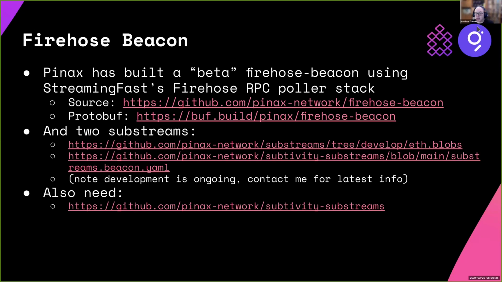And the interesting thing is that in beacon chain land, it skips over blocks, so the block numbers are not consecutive. The StreamingFast team did a whole bunch of work to make that work previously for, I think, NEAR. So the stuff that's been built up till now made this implementation very easy.